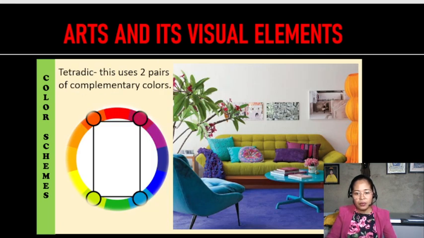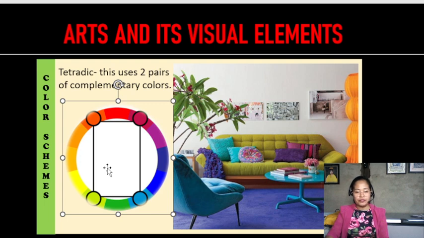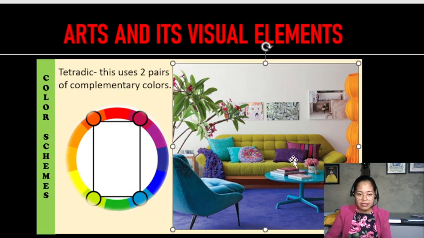Okay, now we go to the tetradic. Kindly observe the color wheel. This uses two pairs of complementary colors. This type of color scheme looks its best if only one color of the four colors is used as a dominant color. You should also strive, as an artist, for a balance of warm or cool colors within the color scheme. So as you can see here in the picture, this is an example of tetradic color scheme.